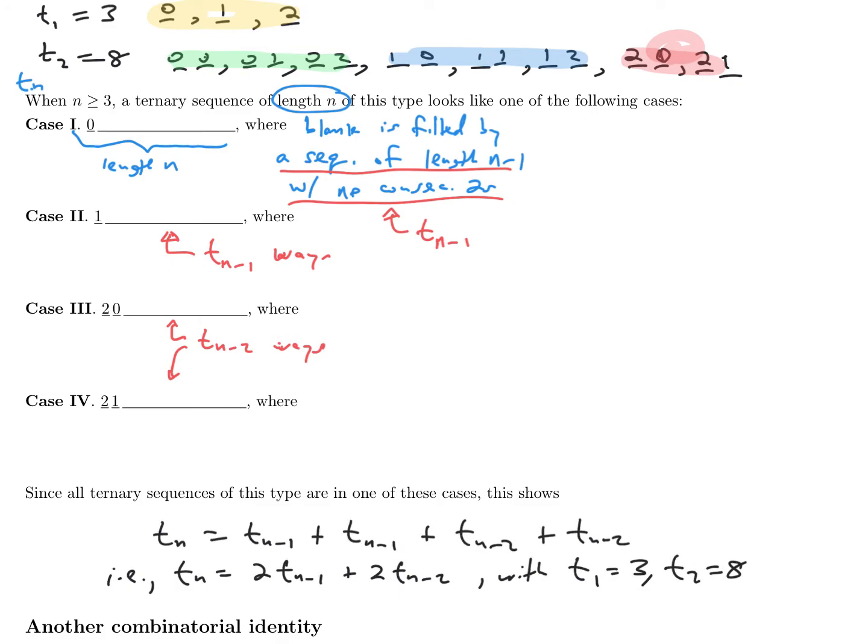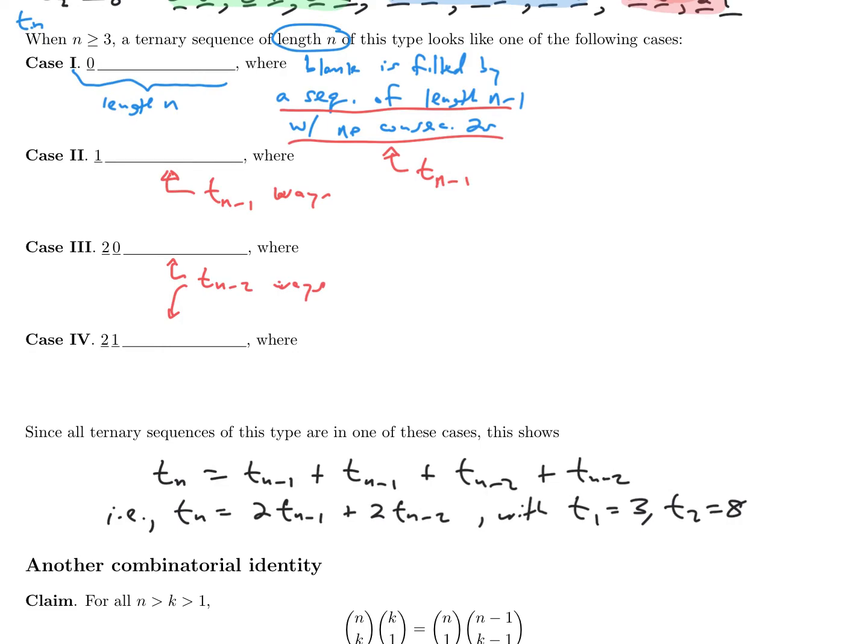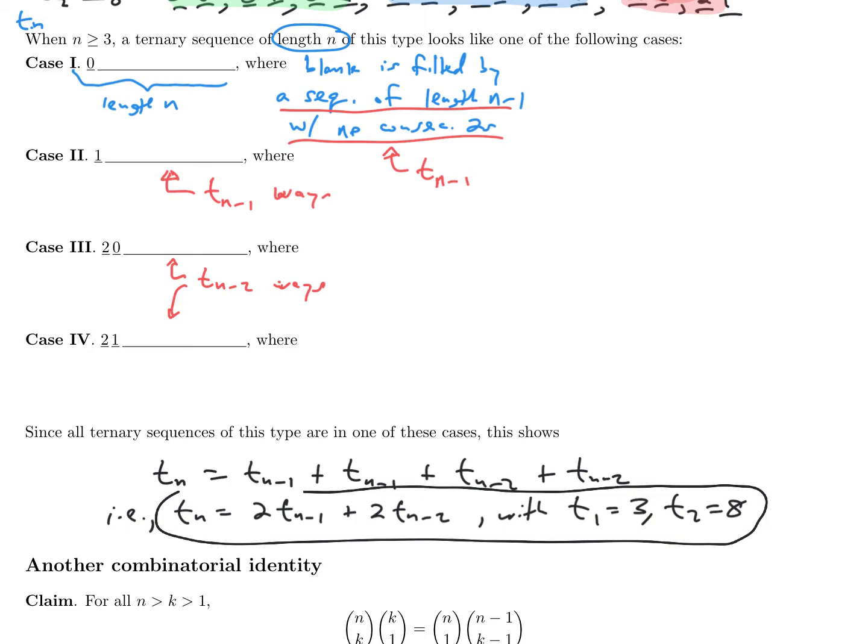So that information together determines this sequence. You'll see that that does correctly predict what t sub 3 is going to be. And then we could use that same recursive formula to find t sub 4, t sub 5, t sub 6, and so on without listing everything out.